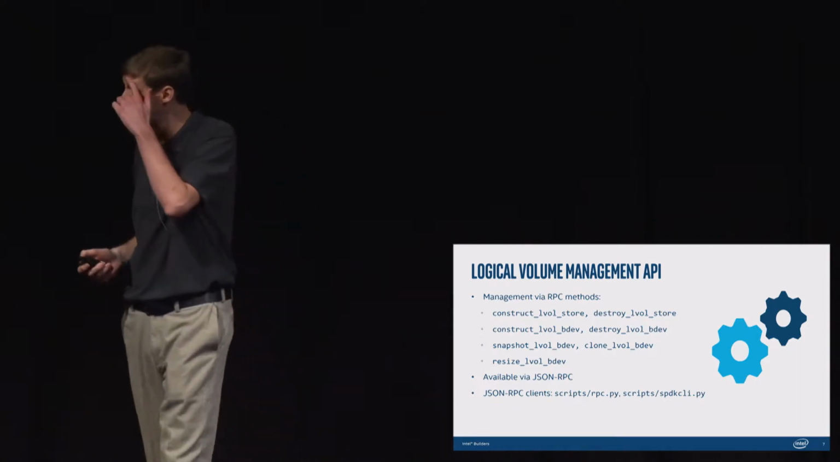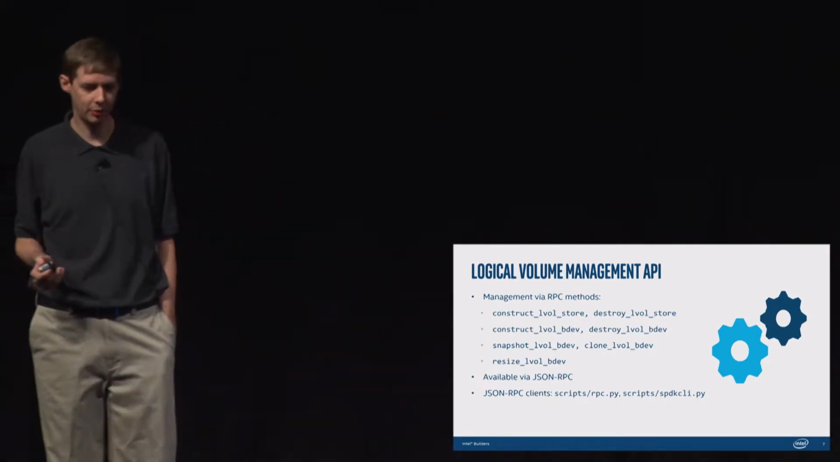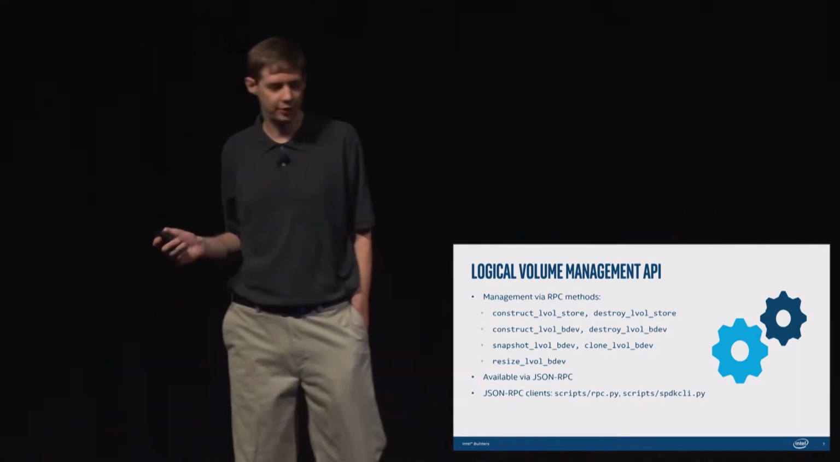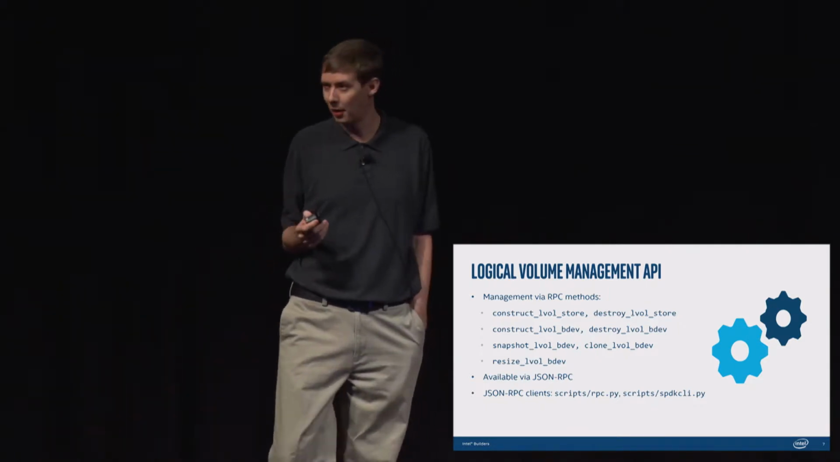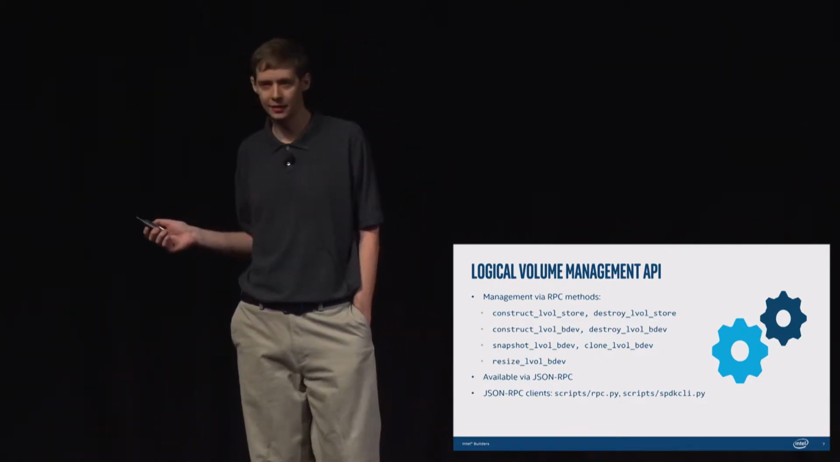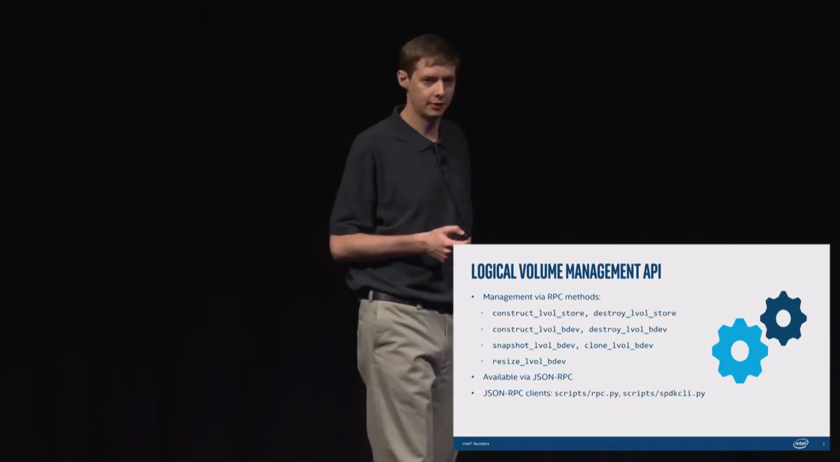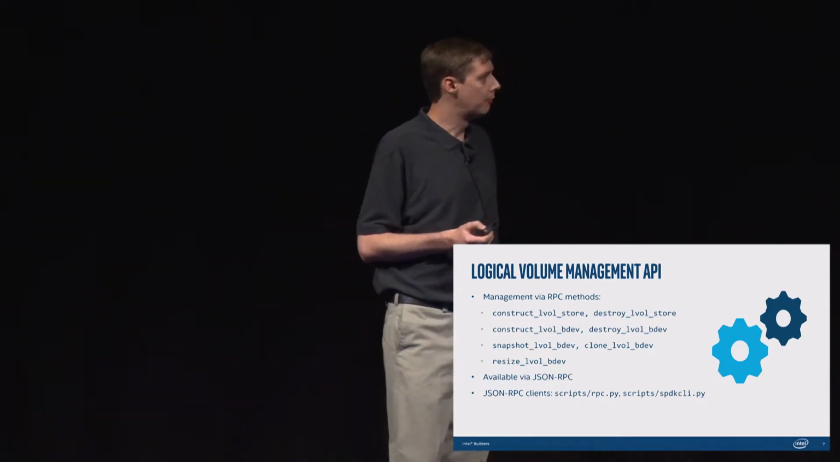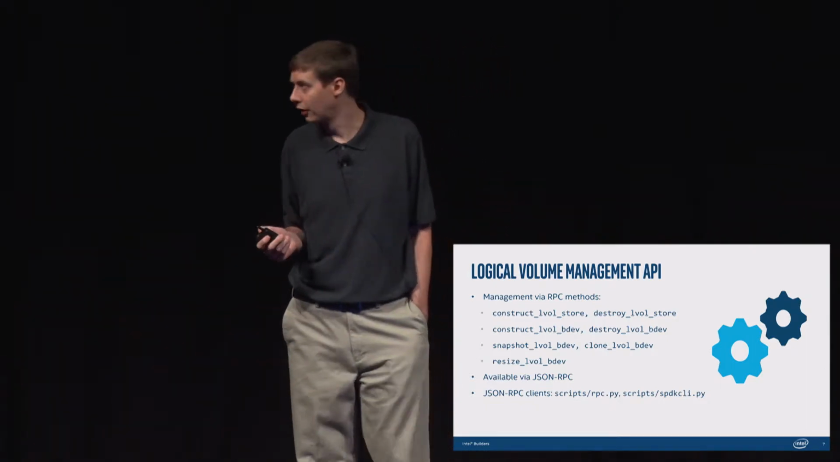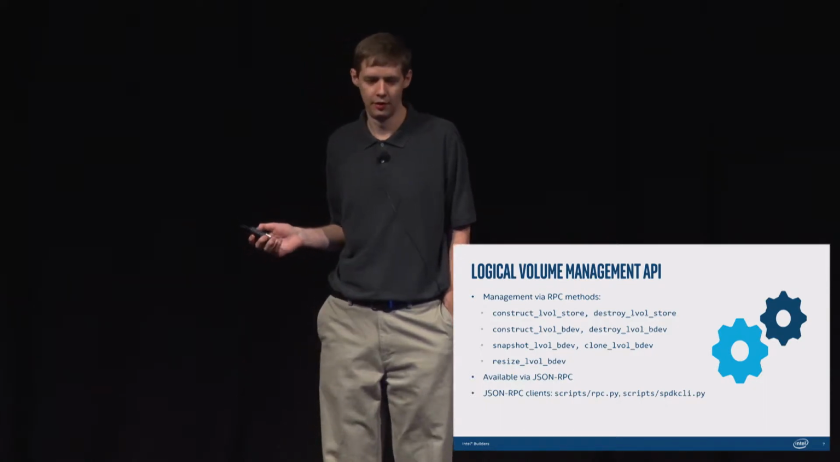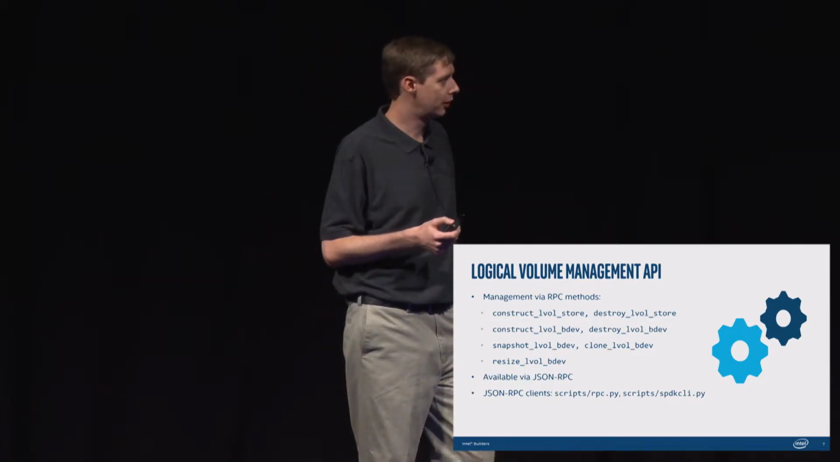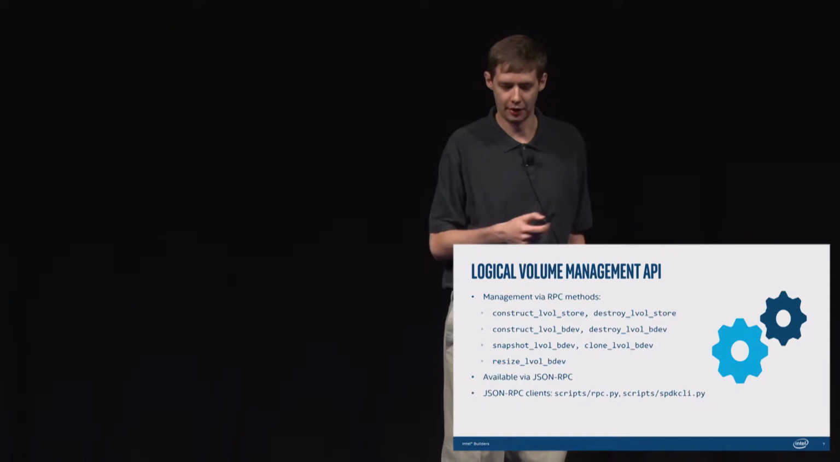So this is how the API looks from the point of view of the JSON RPC interface. You can use this through the rpc.py script that we have, or SPDK CLI, which Jim showed yesterday in the state of the project. And basically, you can construct a volume store on any BDEV. You can create volumes on that logical volume store, and then you can snapshot and clone.